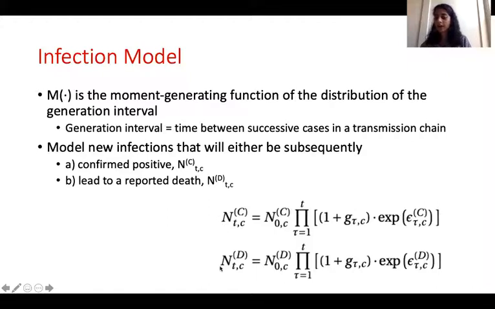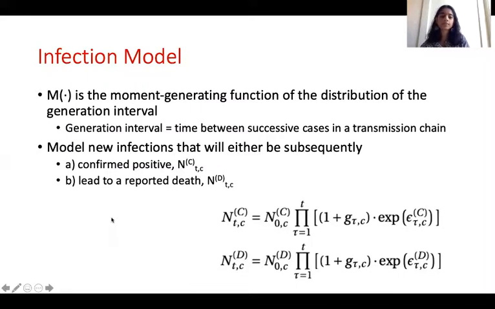And they're essentially the same other than the cases and deaths. So I'll just focus on the top equation here. In an early phase of an epidemic, N_t^C grows exponentially with a daily growth rate g_t^C. And it depends on the number of new infections at time 0, so N_0^C, times this product of 1 plus the growth rate, g_τ^C, times the exponential term that has to do with this stochastic delay. So that's how they derive their number of new infections, and that's how they then estimate the effectiveness of these NPIs.